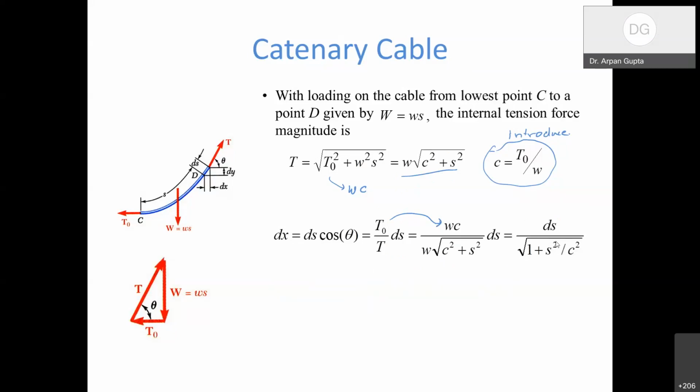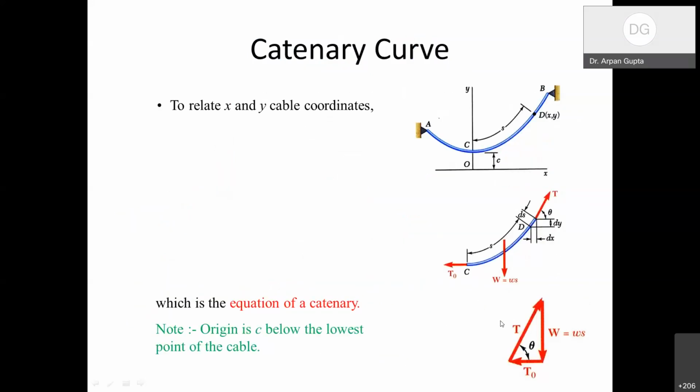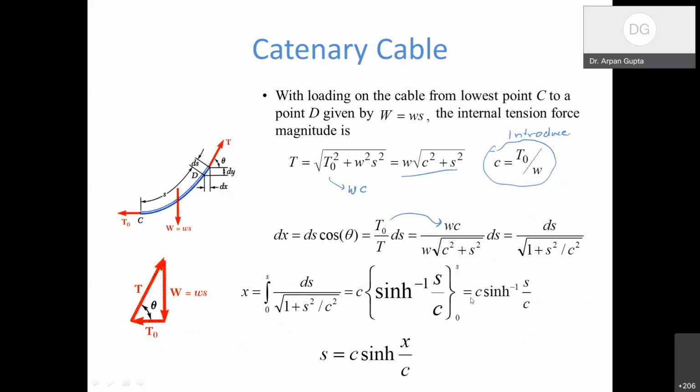Now this expression can be integrated, right? So now I have dx equal to ds by this expression. I hope you will be able to recall that this integral is the sine hyperbolic inverse integral. When I integrate from 0 to s, we get c times sinh inverse of s by c, and applying the limits we get this expression: s, which is the path length along the cable, is equal to c times sinh of x by c.